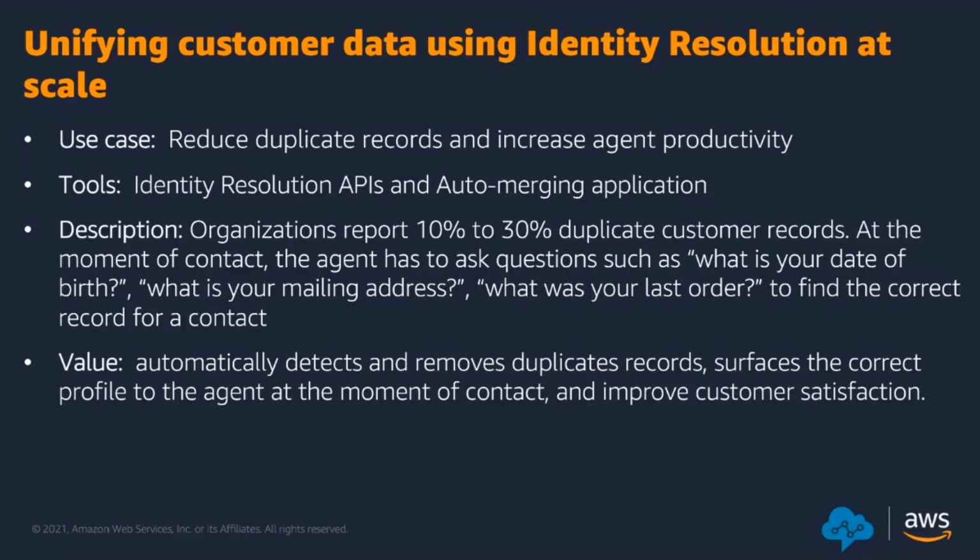So in this demo, we showed how to quickly identify duplicate records and merge them using the APIs from Identity Resolution. Duplicate records are a common problem for our customers, with organizations reporting up to 10 to 30% of their customer records having duplicates in them. By removing these duplicates, we can speed up our agents' efficiency and overall help to improve the customer's experience.